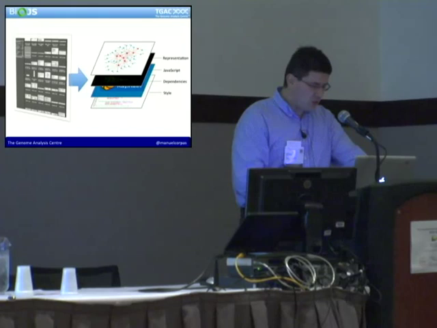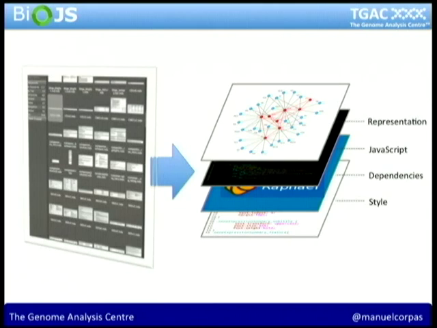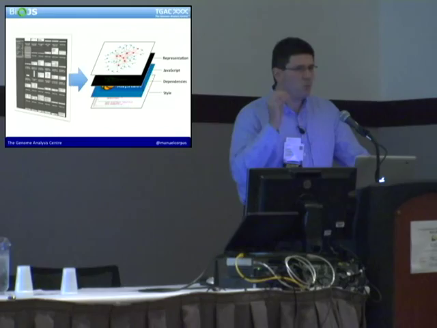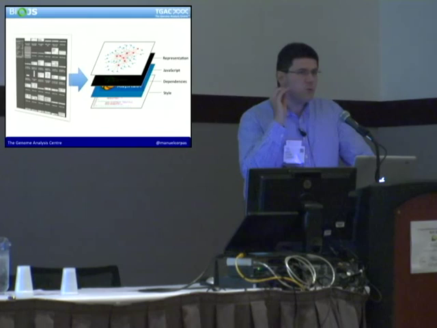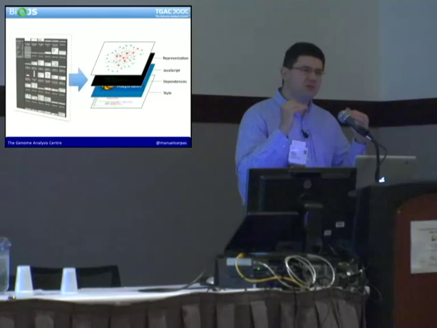So I'm just going to have here a very abstracted representation of what a BioJS component would look like. We will have different layers, and one of the layers is the style. Then we also have dependencies. One of the things about BioJS is that it's dependency agnostic. In other words, you can use Raphael, you can use D3, you can use jQuery. It doesn't really matter. What we really want is a minimum set of standards in the way the components are built, and also a minimum set of standards in the way the components are documented.